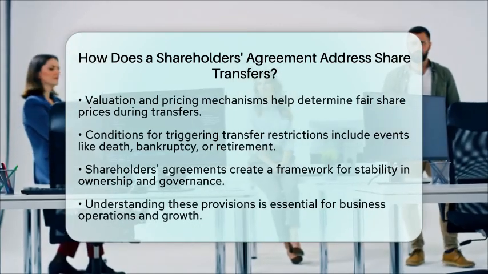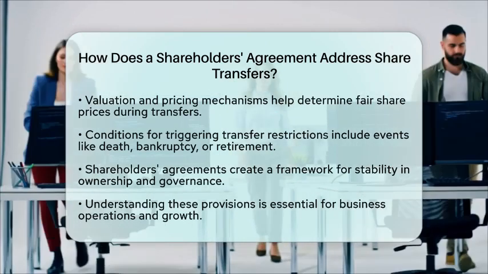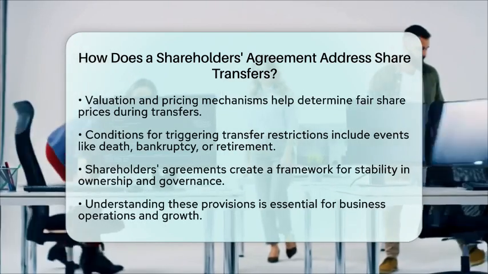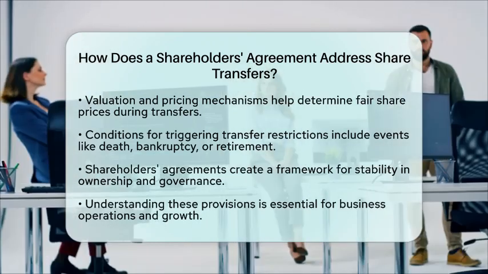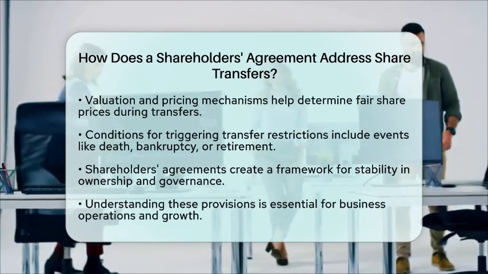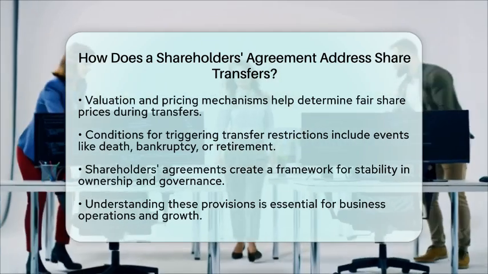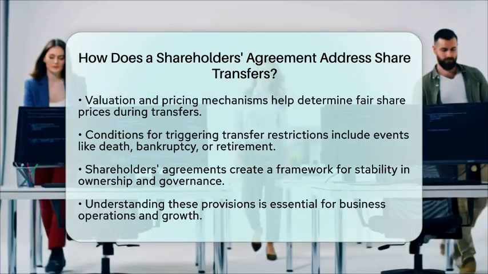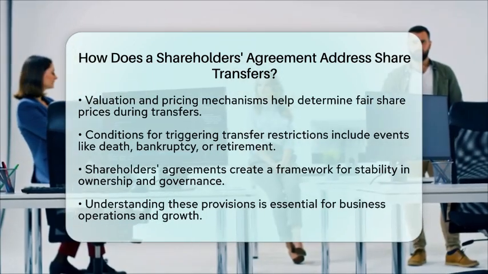Lastly, conditions triggering transfer restrictions are vital. Certain events, like death, bankruptcy, or retirement of a shareholder, may trigger specific buyback or transfer provisions to manage ownership changes effectively. By including these elements, a shareholders agreement provides a clear framework for share transfers.